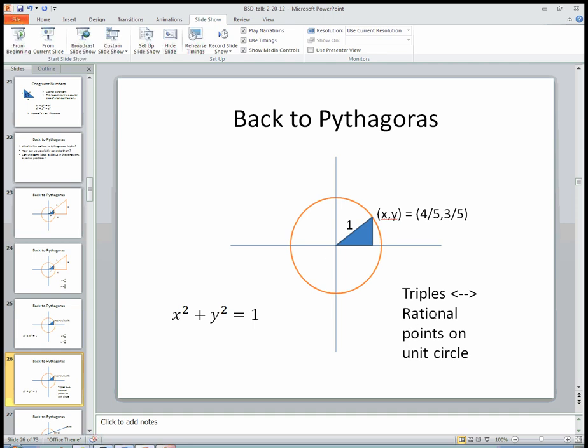Okay, so we've restated the problem in an important way. I've got a certain very natural special curve in the plane, which has an algebraic equation that defines it. It's called an algebraic curve, surprise, surprise. And finding these Pythagorean triples corresponds to finding rational points on the unit circle.